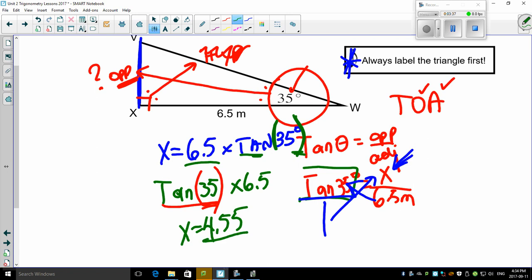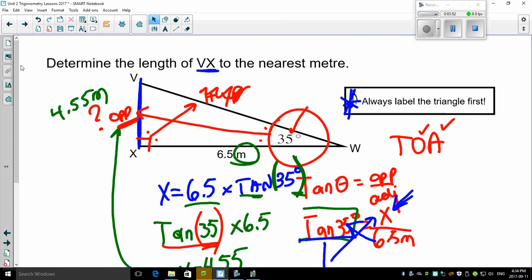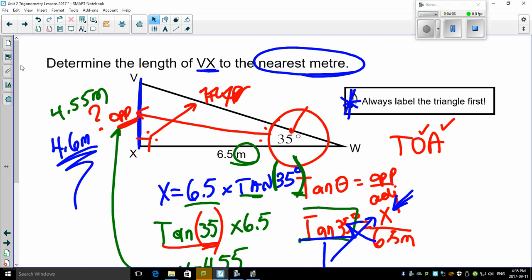But what is 4.55? That's the opposite, and if that's meters, that's meters. And that's how you do those kinds of questions. All right, so it works out really cool. But go back to your question again and notice it asks to the nearest meter. So this would actually be 4.6 meters. Be careful. Always when you're doing a question like that, you go back to the original question and find out exactly how they want you to express the answer.